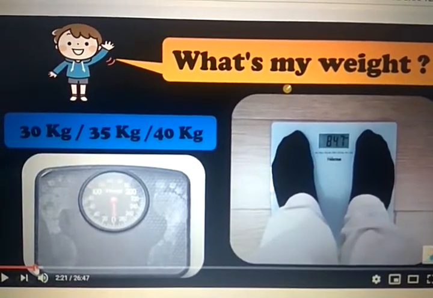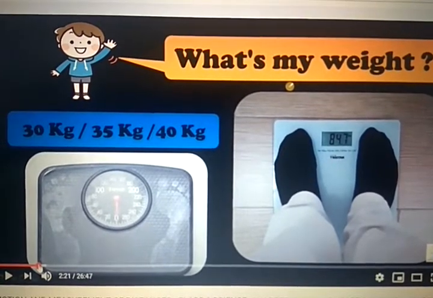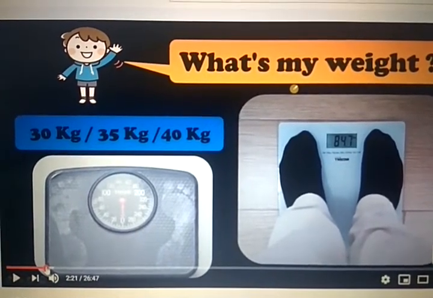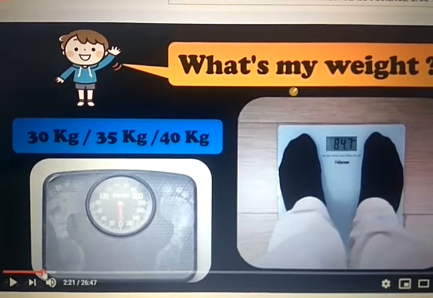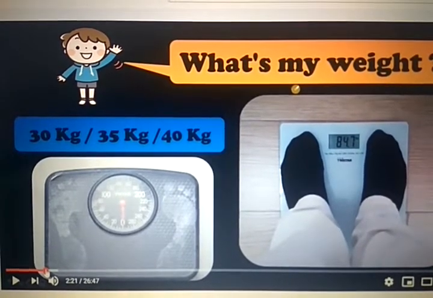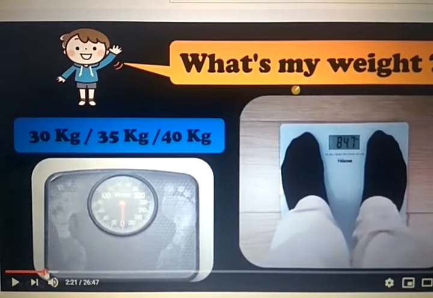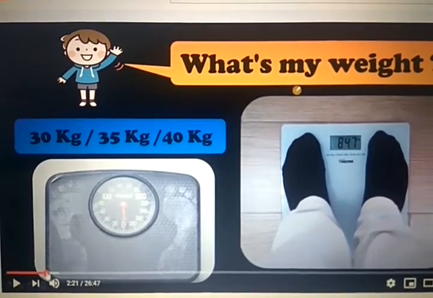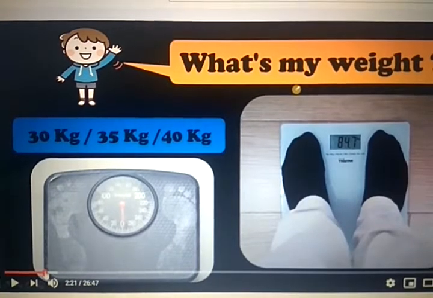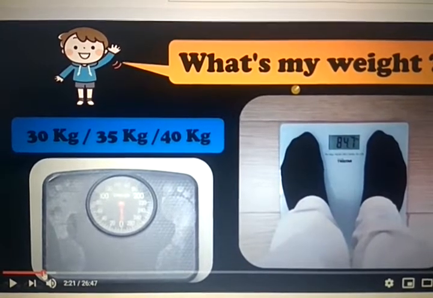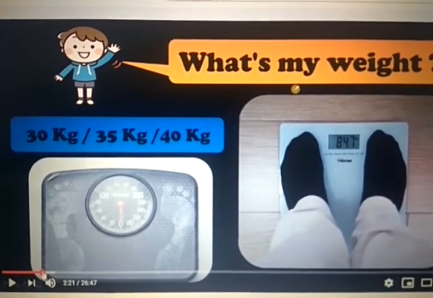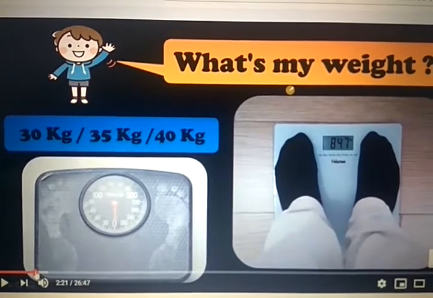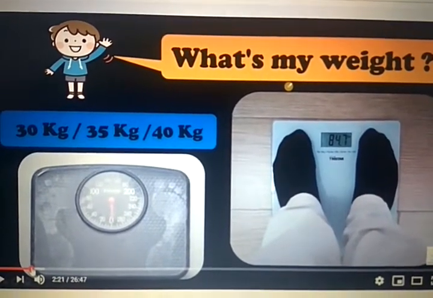Another measurement is your weight. If you want to find your weight, you have to use a weight instrument, a weighing machine. And weight we can measure as 30 kg, 35 kg, 40 kg, whatever. Here a digital weighing machine is there, and here an analog weighing machine is there. Two types of weighing machines that you can find using measurement.